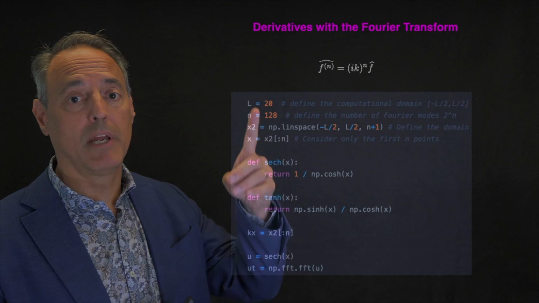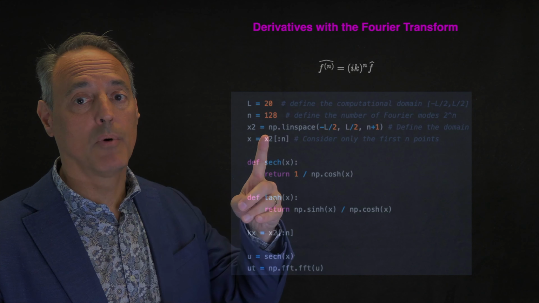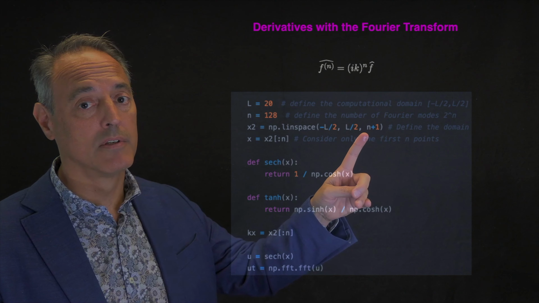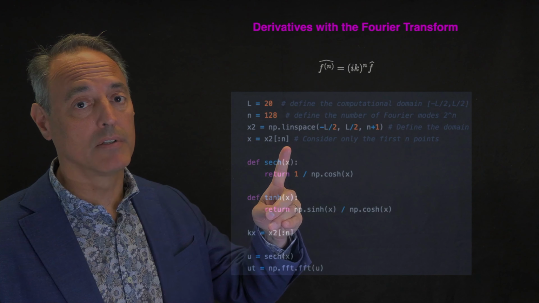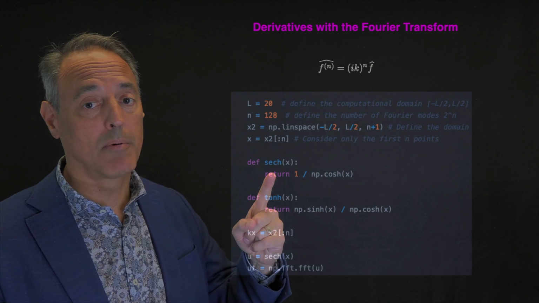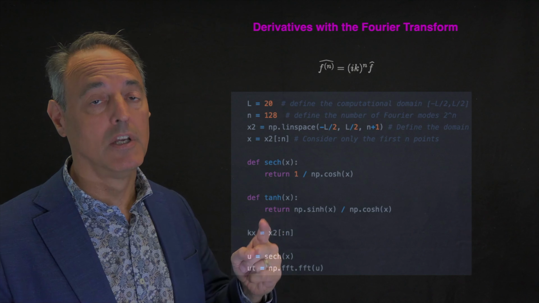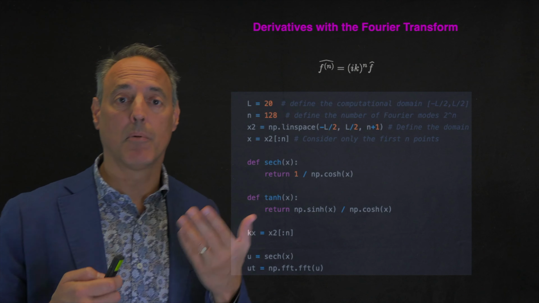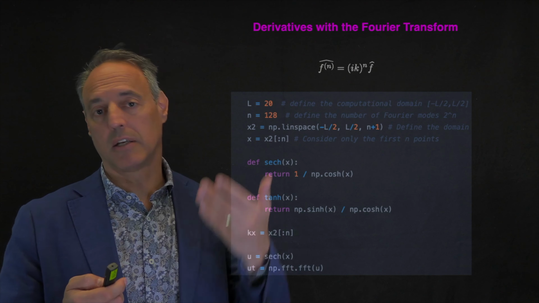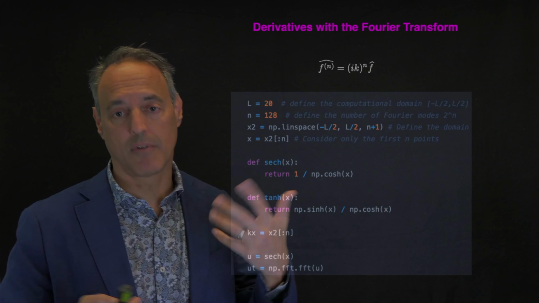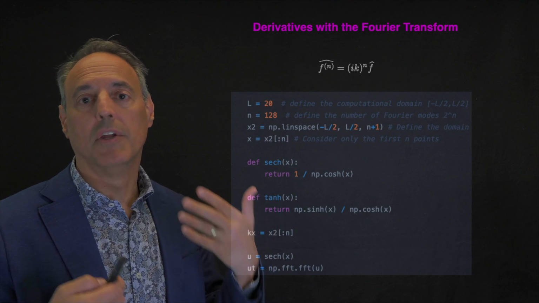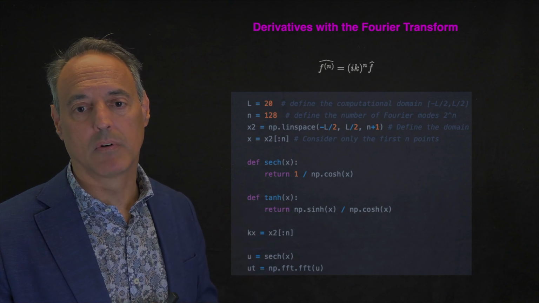First, I'm going to define a domain of size L, 128 points, a linear space. It goes from negative L over 2 to L over 2 in n plus 1 points, and I just take out the first n points. Remember, the last point is the same as the first. I'm going to define two functions, hyperbolic secant and hyperbolic tangent, because we're going to differentiate hyperbolic secant, for which we can write down analytic solutions for the first derivative, second derivative, third derivative, and so forth. We're going to compare our method to the exact derivatives that we can compute.